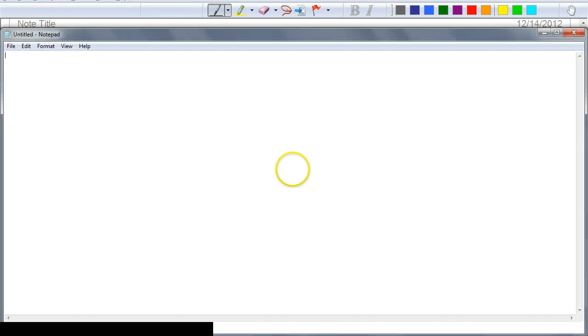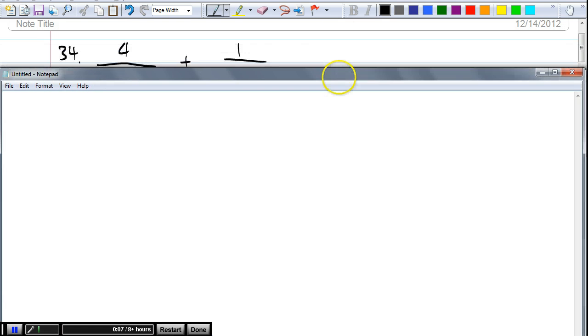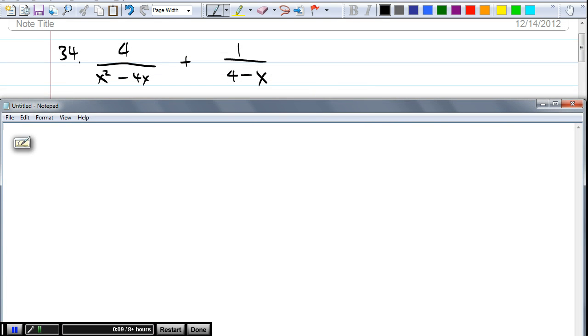Okay, on last night's homework, you had number 34. That looks something like this. You're adding two fractions. We haven't learned this, but because we now know how to rewrite fractions with a LCD, you should be able to add fractions together. So let me show you.